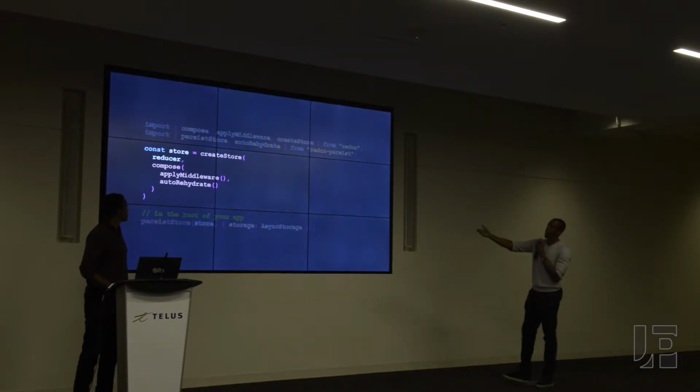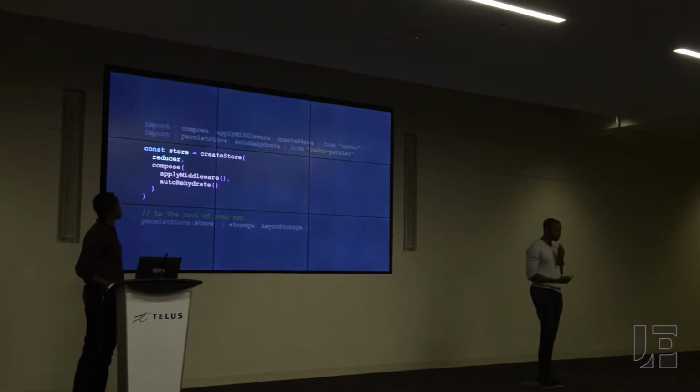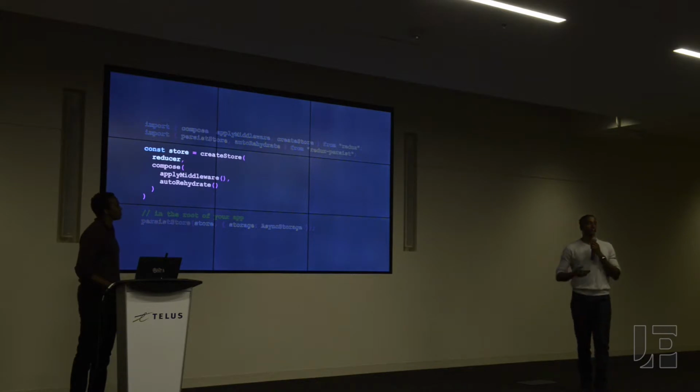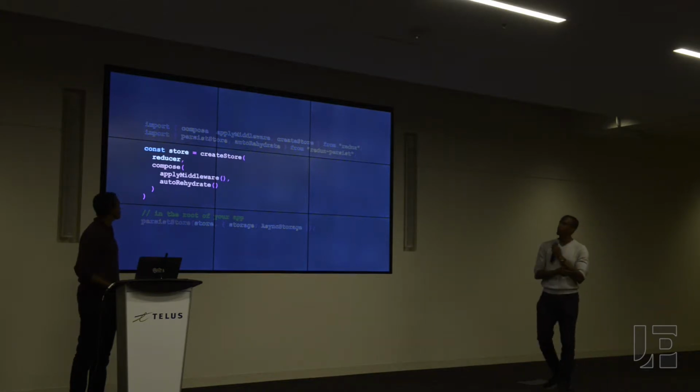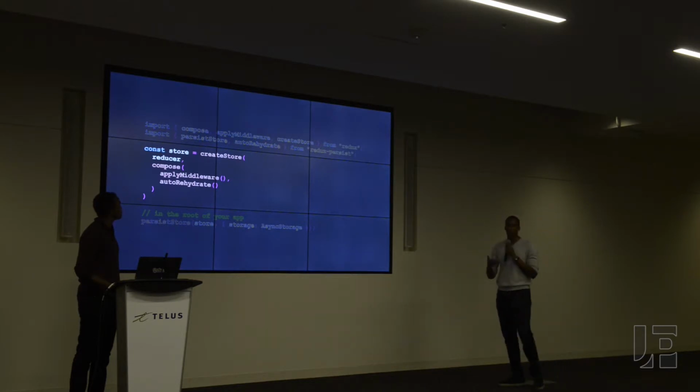The very first enhancer we're adding is called apply middleware, and it's something you might need to do with Redux in general. If you want to add logging middleware, or if you want to apply asynchronous actions, you most likely need a middleware of some sort. But the second one we're adding is auto rehydrate, and that's coming from Redux Persist.